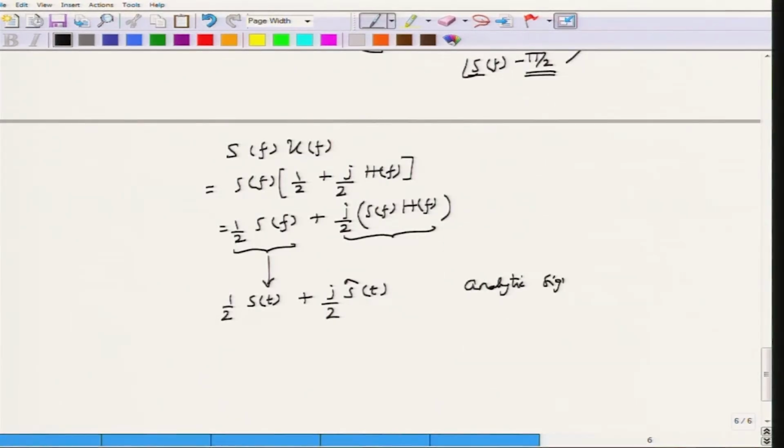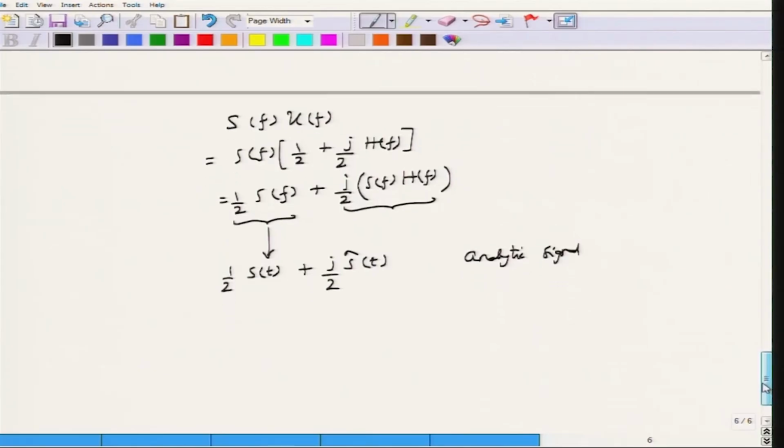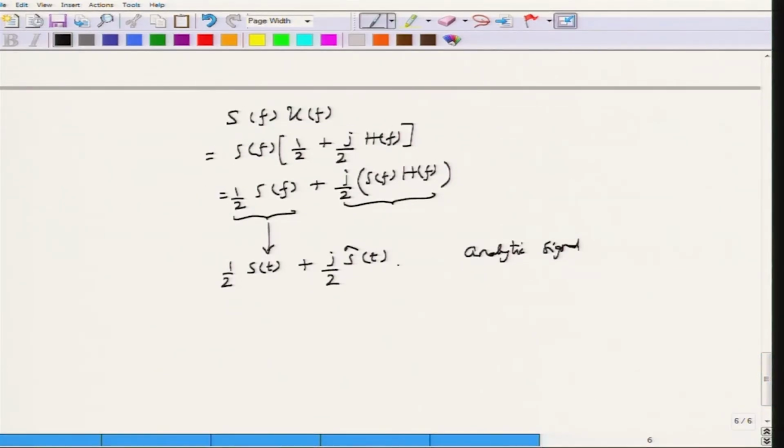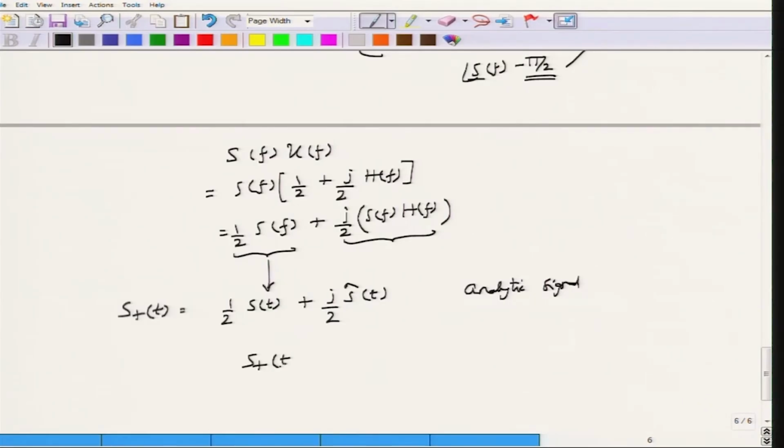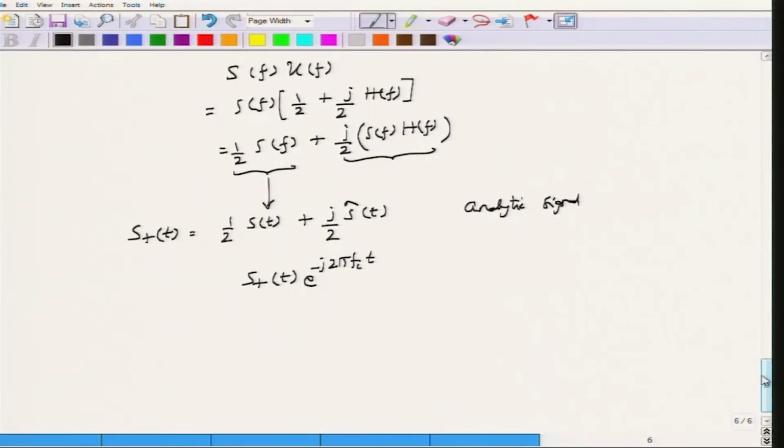This analytic signal will have its Fourier components only in the positive frequency range. So, this is your signal half s of t plus j by 2 s hat of t. This we will denote by writing s plus of t. This is not the completion. To this s plus of t, I multiply by e to the power minus j 2 pi f c t. Remember, this is the second operation that I am supposed to do to convert the passband signal into a complex low pass equivalent signal.